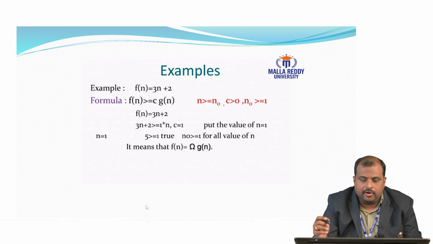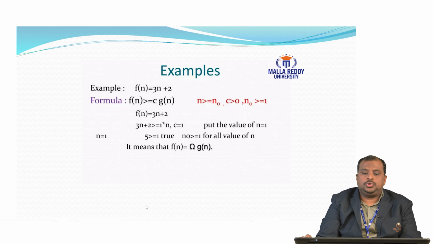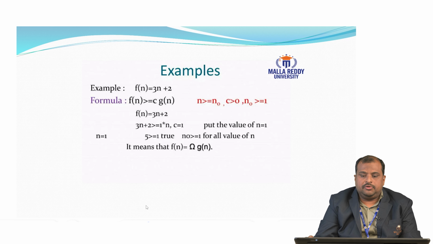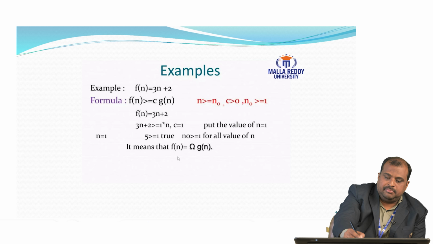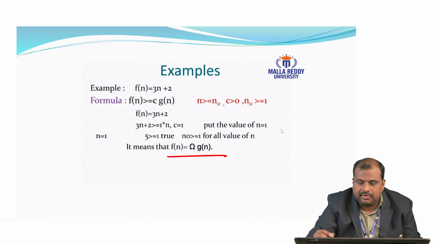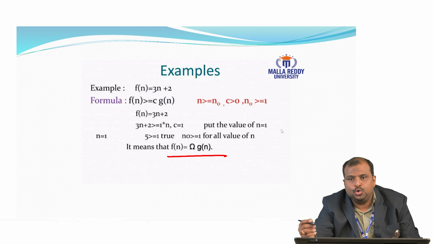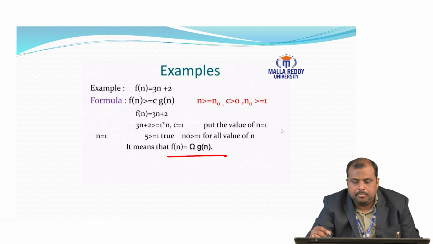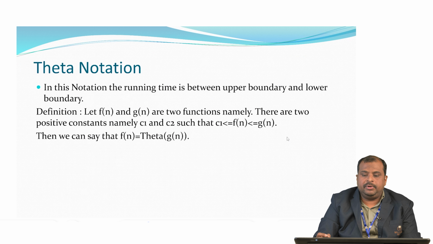This is an example that has been taken. F of n equal to 3n plus 2. G of n value will be. This is the symbol: f of n equal to omega of g of n. We insert the value either n equal to 1, 2, 3 or whatever it may be. At any point of time, the n value depends on the graph we are going to draw.